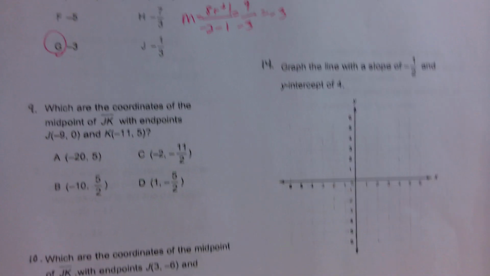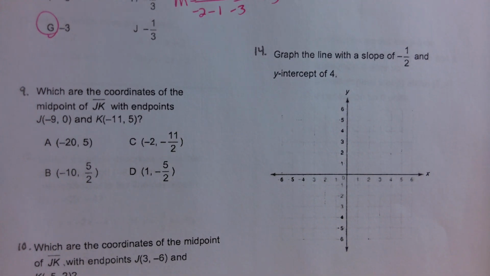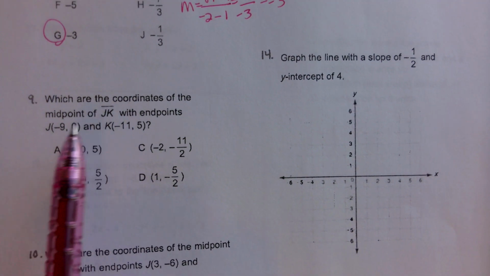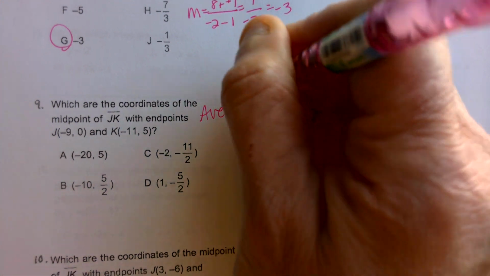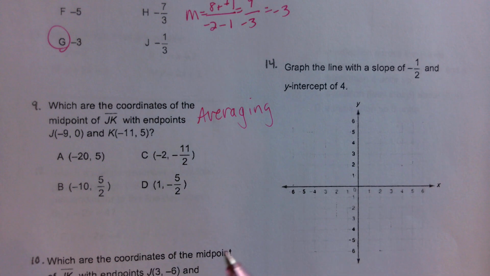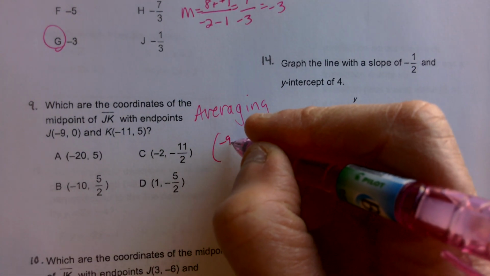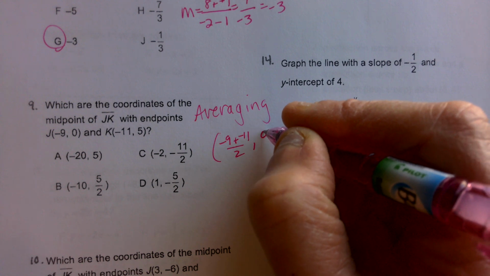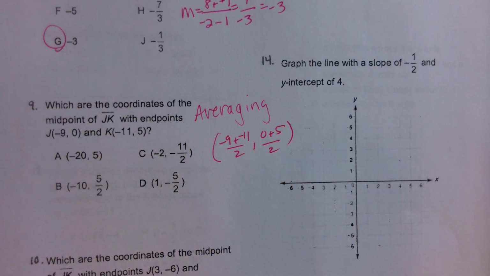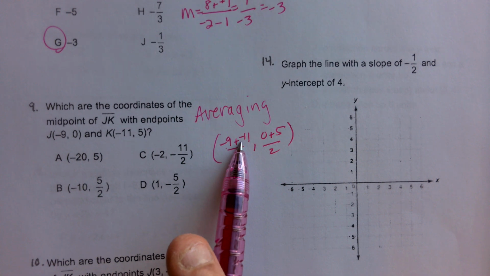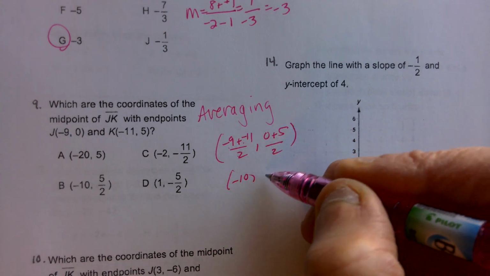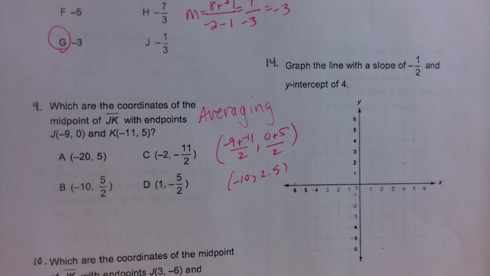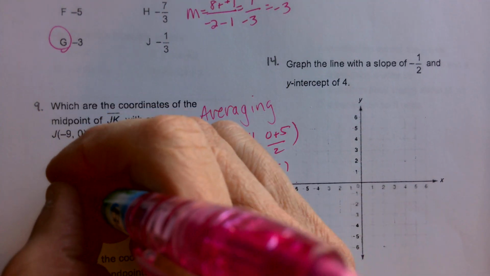And we move on, and we have which are the coordinates of the midpoint of JK with endpoints there. Okay, so they didn't give you the midpoint. They asked you to get the midpoint. So remember, that's averaging. So we're going to average the x's and average the y's. So we have -9 plus a -11. And we have 0 and 5. So we're adding and dividing by 2. So I get a -20 divided by 2. It's a -10. 5 divided by 2 is 2.5 or 5 halves.